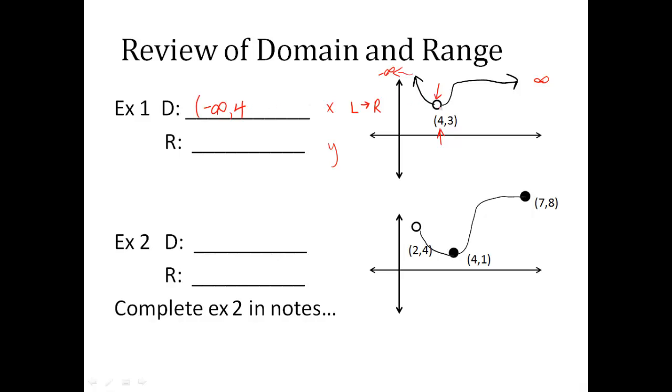Does it include the 4? No, because it's an open circle. Therefore, I use a parenthesis. It jumps over the 4, and on the other side of the 4, it picks right back up, and it goes to positive infinity. That's my domain.